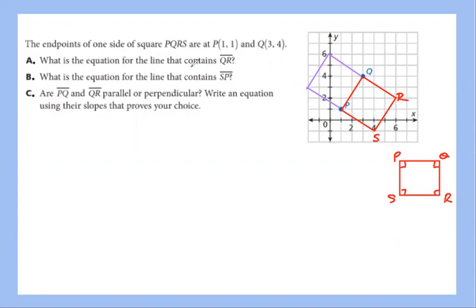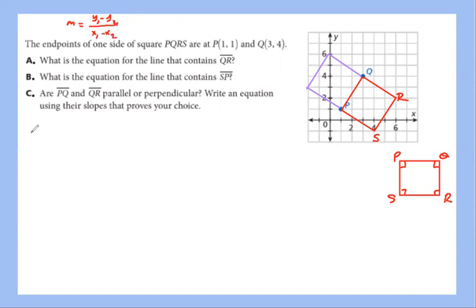What is the equation of the line that contains Q and R? So Q is right here. This is P, so this is R. What we know, without graphing, is the slope of PR. So let's go ahead and do that. The slope was the difference of the Y's over the difference of the X's.